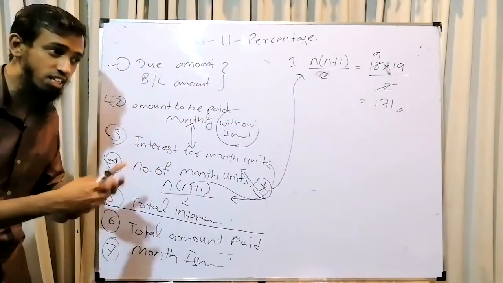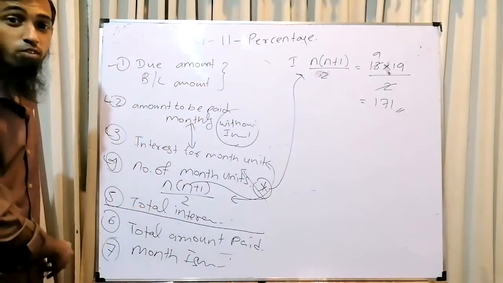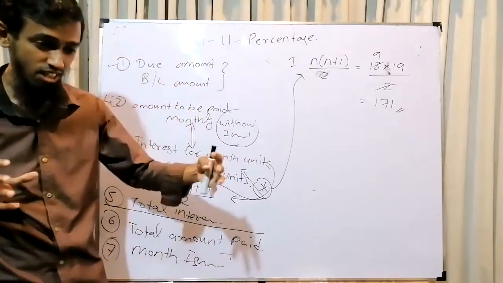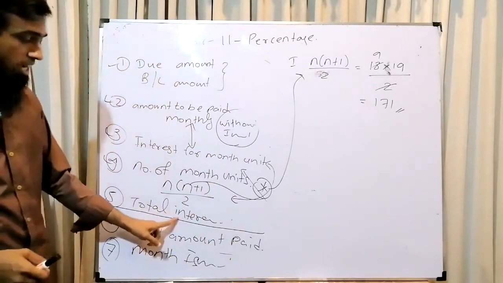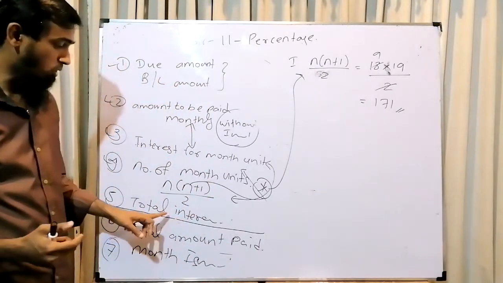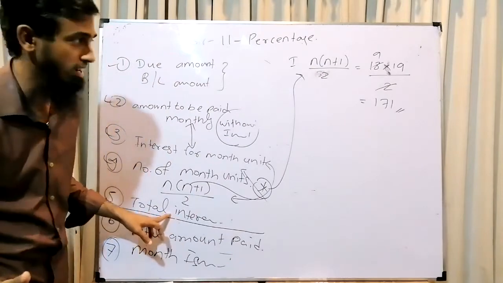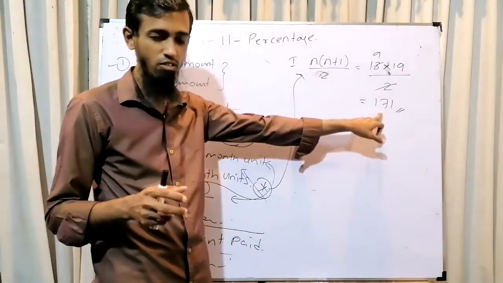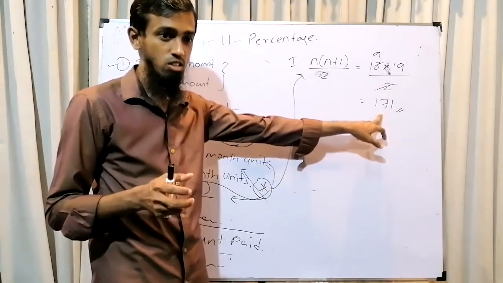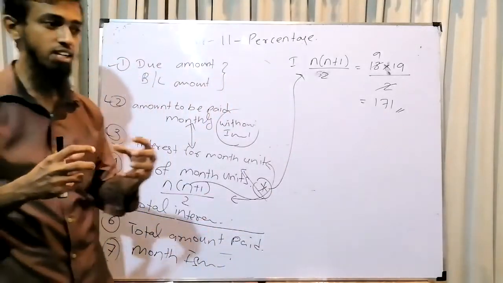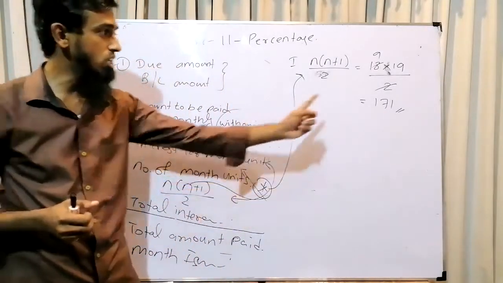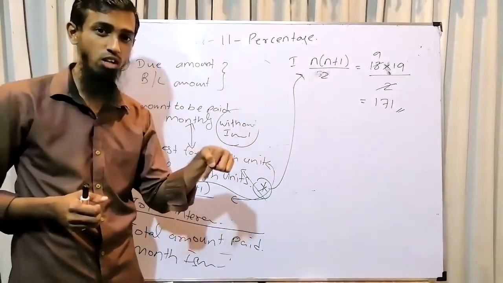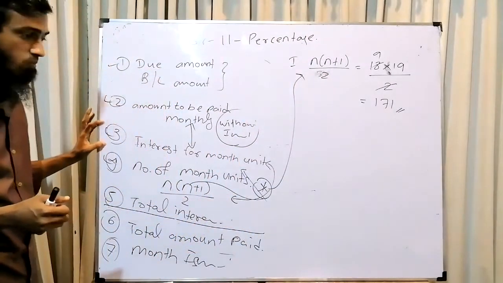So what are the things remaining? We need to know what we are going to calculate. What is the interrelationship to the total interest? Tell me, if you want to calculate total interest, you have the number of monthly installments and the number of month units. So which are connected with total interest? You need to multiply the number of month units by the interest for a month unit. That is the third part.